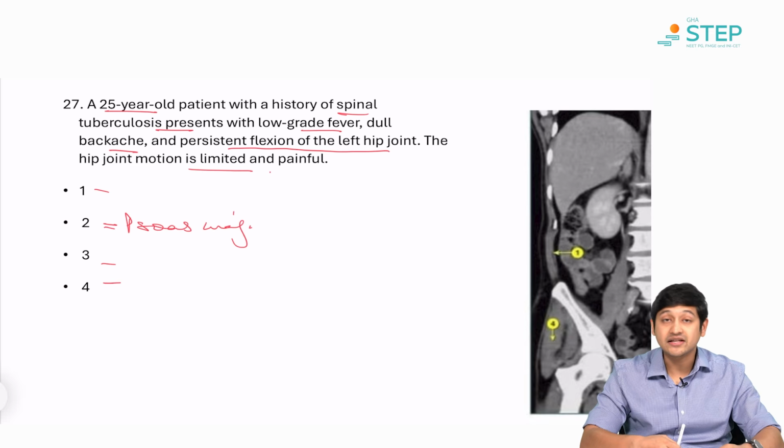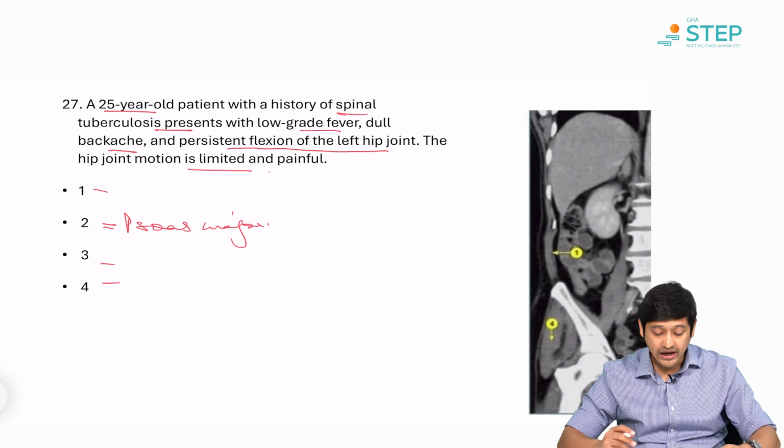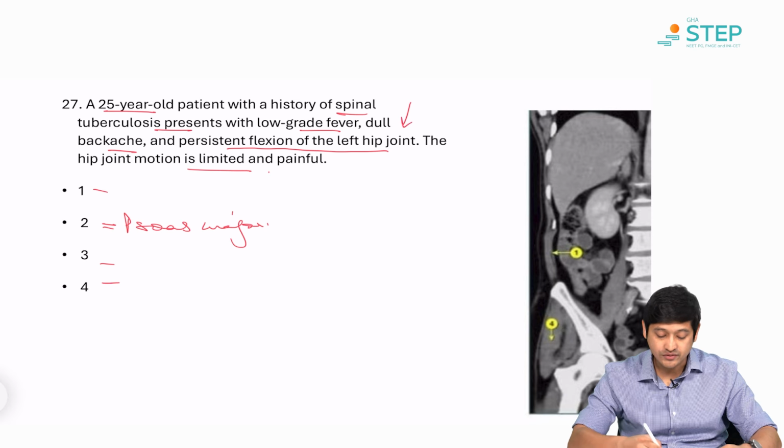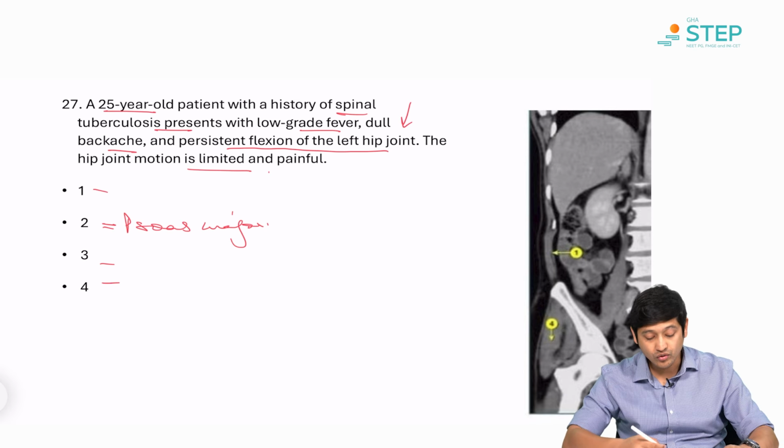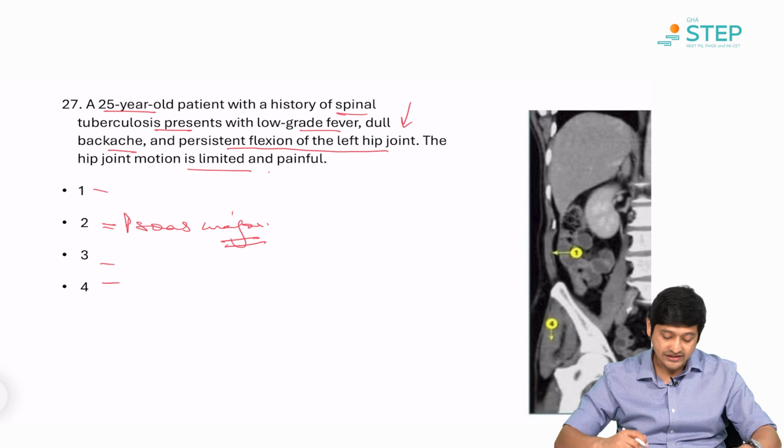So you identified the anatomy that is at play here, and you've also got your hint from the question, which is persistent flexion of the hip joint. You know that number 2, the psoas major, is a hip joint flexor, and therefore that is your answer in this case.